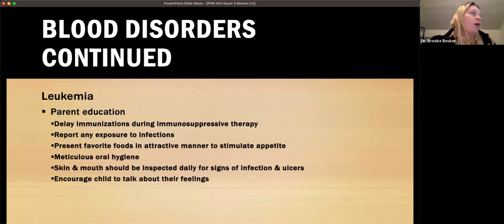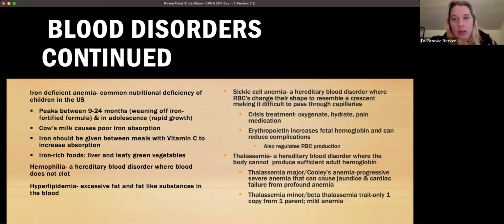And those are inherited things. Remember, we have to get 2 copies from our parents to be affected, unless it's thalassemia minor, where we only get 1 copy from 1 parent.